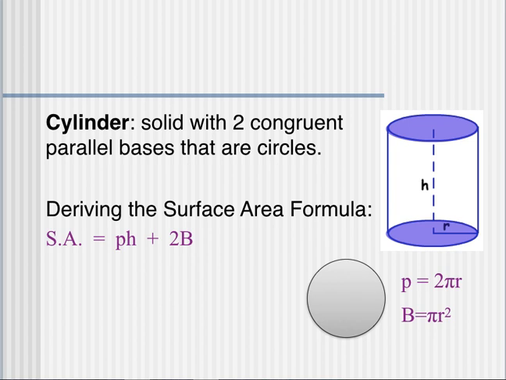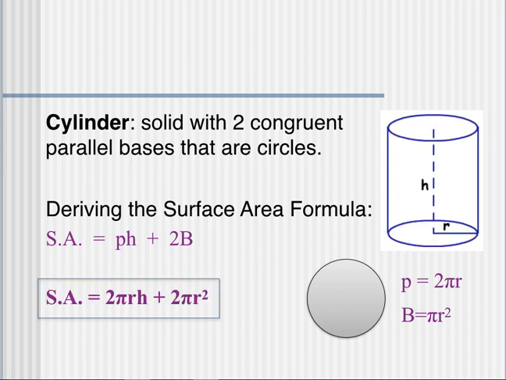We can plug those in for P and B in our surface area formula. If you replace P with 2 pi r, it becomes 2 pi r times h instead of P times h. If you replace capital B with pi r squared, it becomes plus 2 pi r squared at the end of the formula instead of plus 2B. So this is your official formula for surface area of a cylinder: 2 pi rh plus 2 pi r squared.